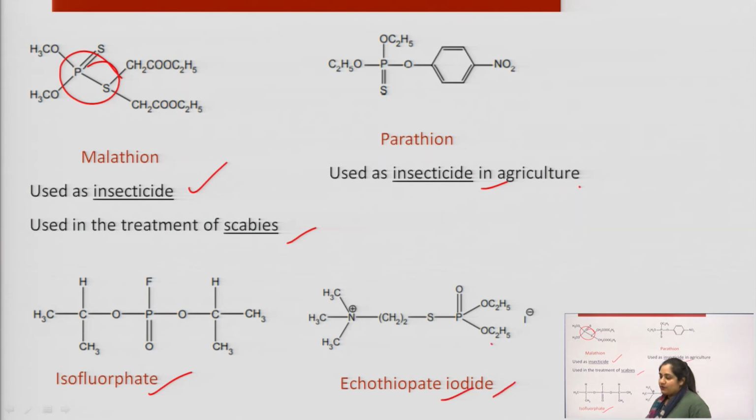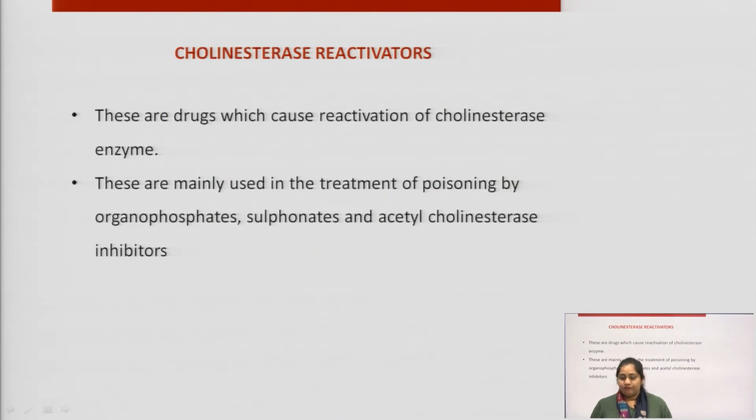These are the examples of the irreversible anticholinergic drugs. So, the next topic is cholinesterase reactivator. Sometimes actually what happens, we have used indirectly acting cholinesterase inhibitors, like we have said.